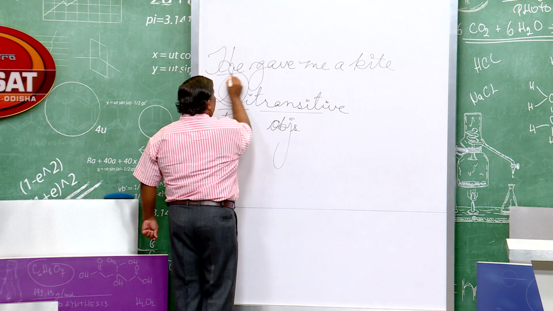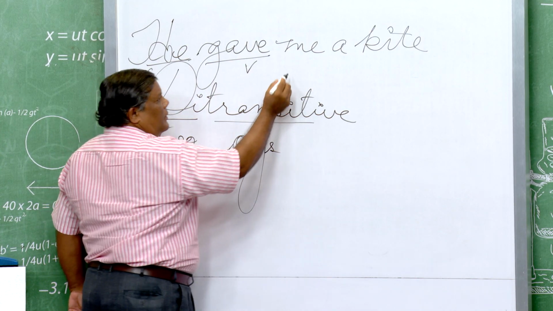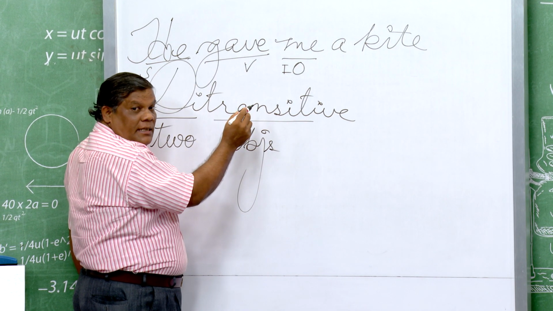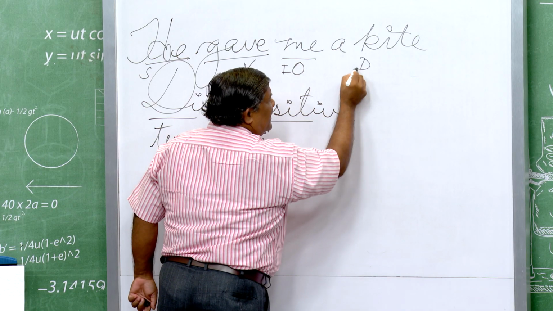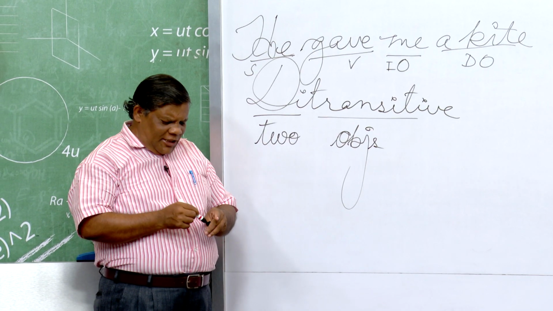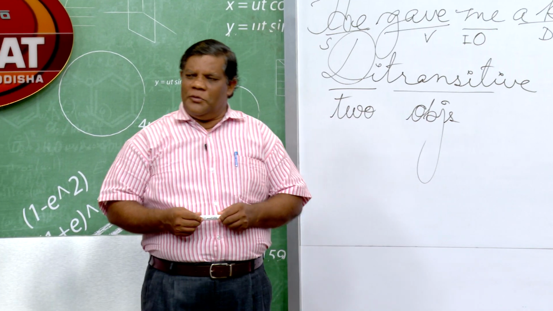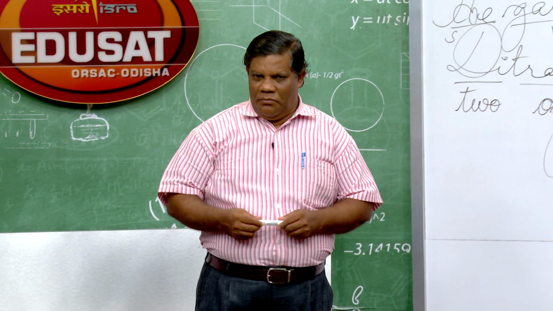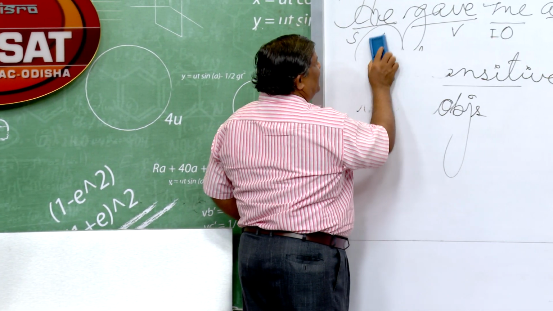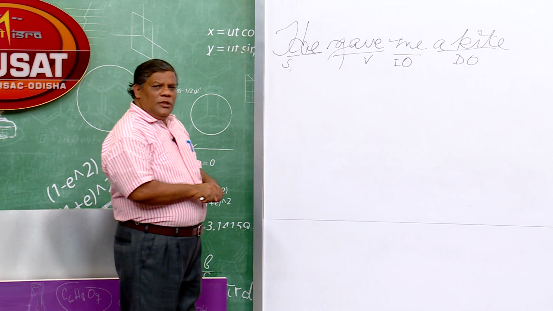Here he is the subject, gave is the verb, me is IO, indirect object, because it answers the question whom, and here a kite is DO, it answers the question what. When it answers the question what, it is called direct object. When it answers the question whom, it is called indirect object. So, when we make the sentence passive, how to make it? When two objects are there, we can do it in two ways.